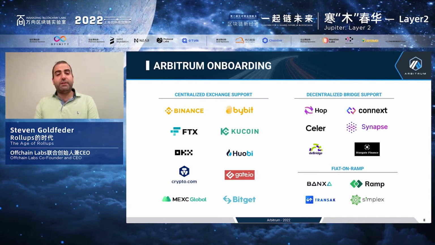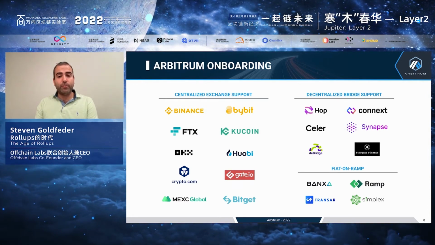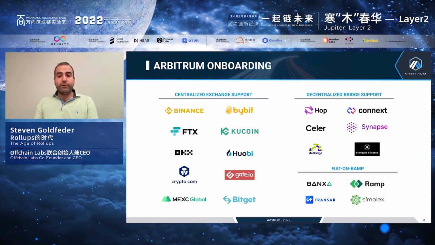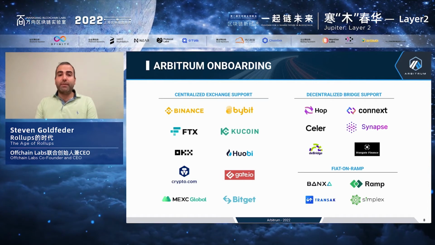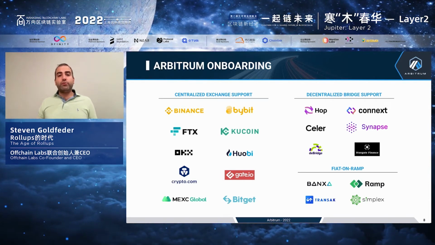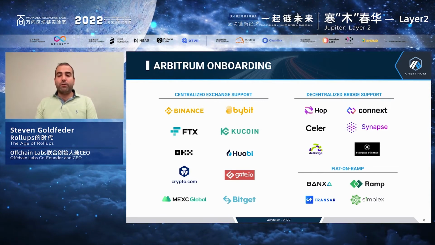But for those users that keep their money on Ethereum or another blockchain, there are also decentralized bridges that support Arbitrum. So you can use the native Arbitrum bridge to go from Ethereum to Arbitrum, but there's also third-party bridges like Hop, Connext, Stellar, Synapse, Debridge, Stargate that allow you to go to and from Arbitrum from Ethereum and other blockchains, and easily onboard onto the Arbitrum ecosystem.